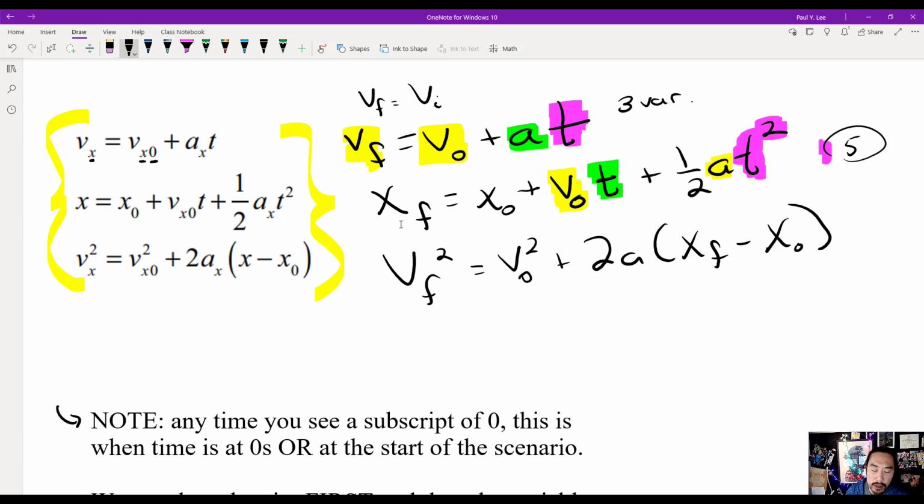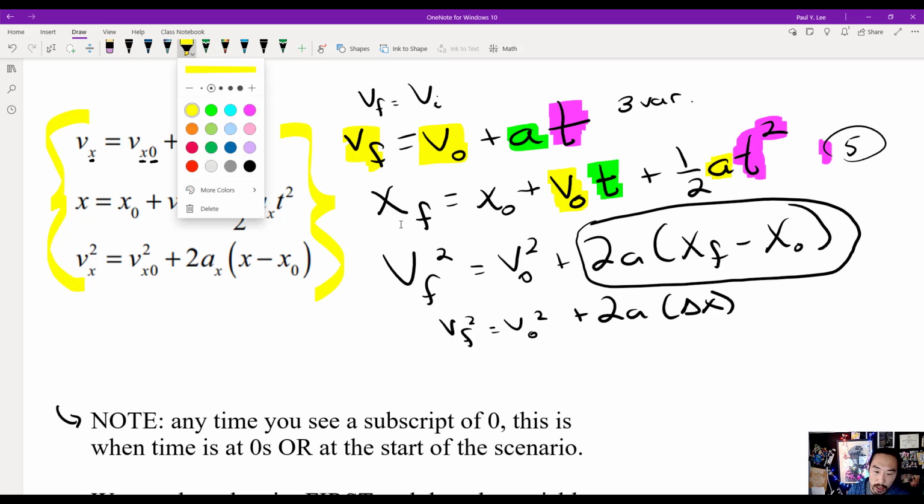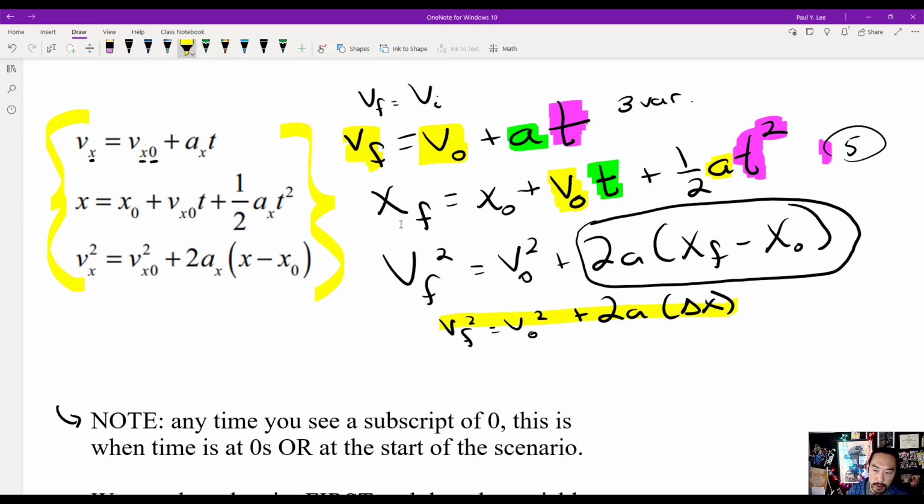The next line down, most of the time students don't really have an issue with this formula. The only thing I do want to point out is this 2a times xf minus x0. Sometimes you'll see me write it as 2a times your displacement. I use parentheses a lot to visually separate the things that I believe are important to point out, that students sometimes miss.